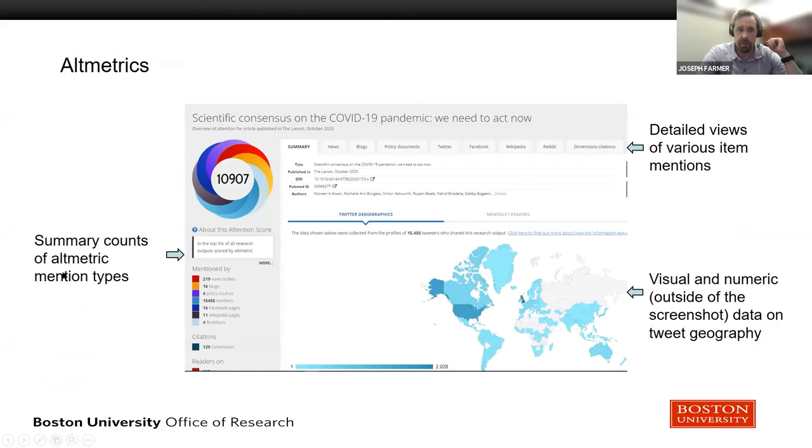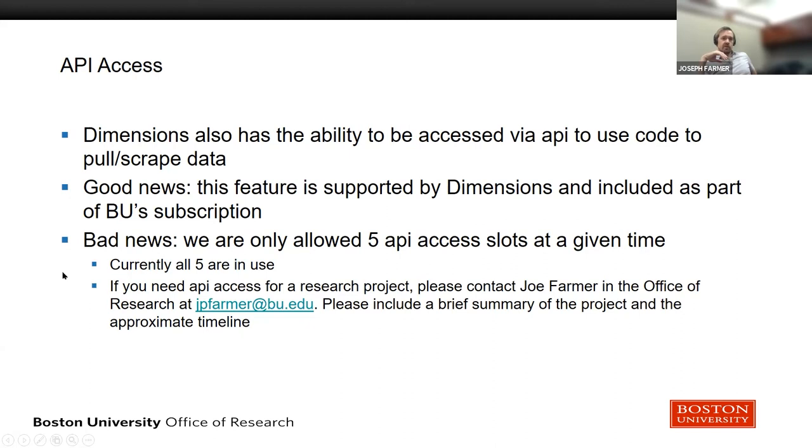Another question that came up in the registration, as we coast into the end here, is code and API access. In the registration, someone specifically asked about using an API to access Dimensions. The question earlier that I mentioned may have had to do with coding. There's good news and bad news. The good news is that Dimensions has a built-in feature that is part of our subscription as an institution to use an API to have coded API access to pull large quantities or scrape the data as you see fit. The bad news is, in our subscription, we are only allowed 5 API slots at a given time, and currently we do have 5 users that are working with those API slots.